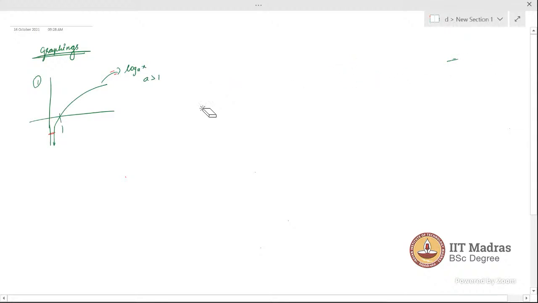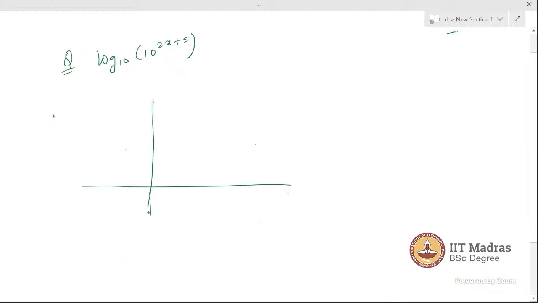Okay, so having known this part, I can give you a quick question on composition of functions and test your knowledge. The question is something like this: log 10 to the power of 2x plus 5. I will do the two graphs for this. You will have to tell me what is the right answer. Can you tell me the graph for this function?